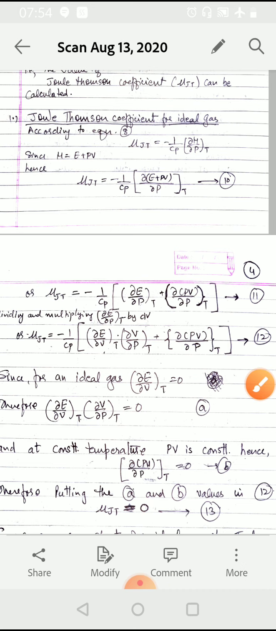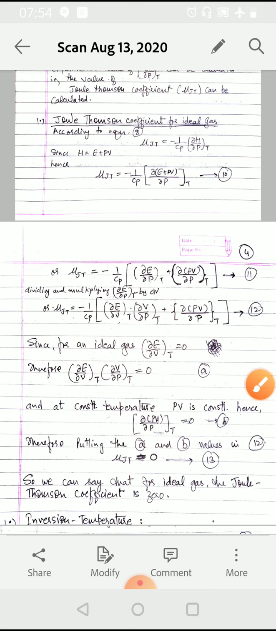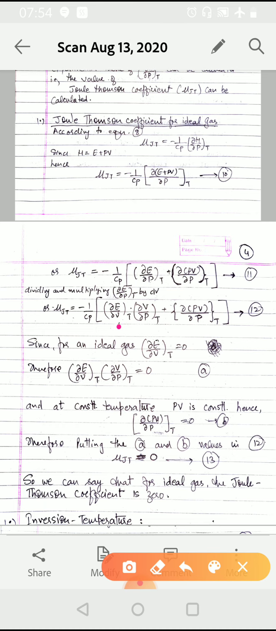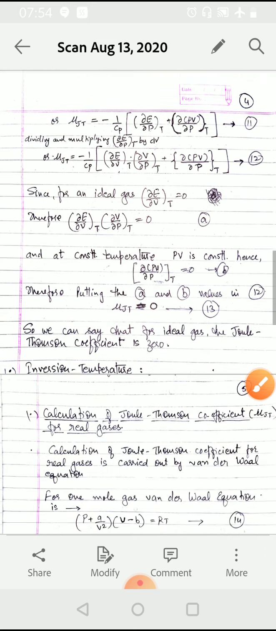And since at constant pressure PV is constant, hence ∂(PV)/∂P at constant T also becomes 0. Now applying the value of (∂E/∂V)T · (∂V/∂P)T from A and ∂(PV)/∂P at constant T from B in equation 12, the equation becomes μJT equals 0. So we can say that for an ideal gas, the Joule-Thomson coefficient is 0.